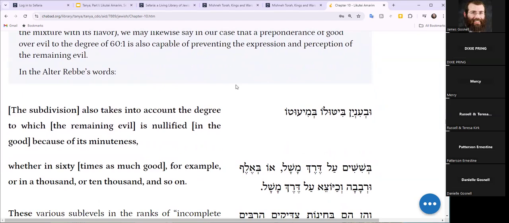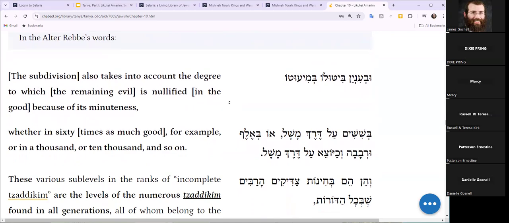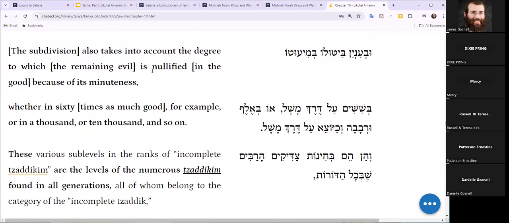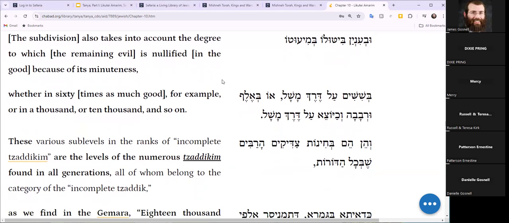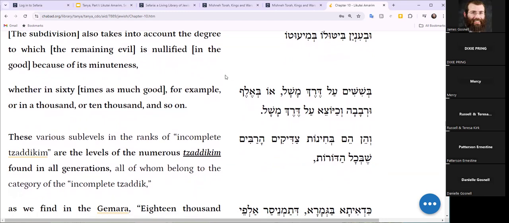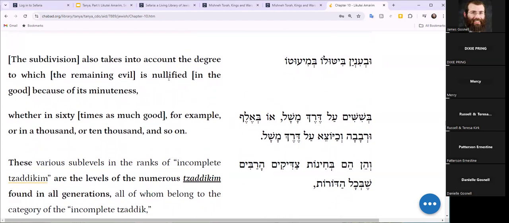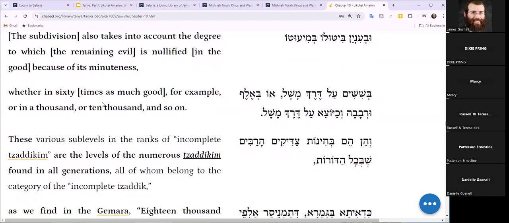In the Alter Rebbe's words, the subdivision also takes into account the degree to which the remaining evil is nullified in the good because of its minuteness, bitulo. So the root word is bittul as well. There are keywords in Hasidus, particularly the Tanya, that get used over and over again. Bittul is one of those things. Bittul being submission, or I guess it's translated here as nullified, whether in 60 times as much good, for example, or in 1,000 or 10,000, and so on.